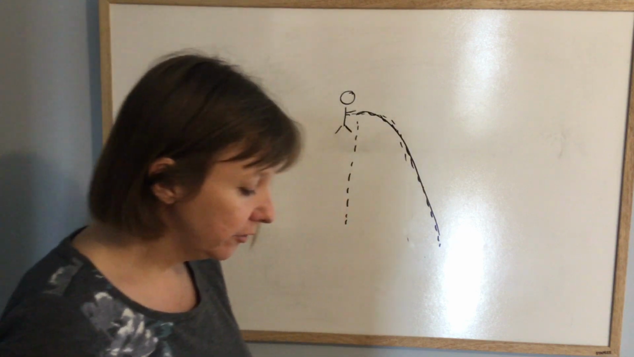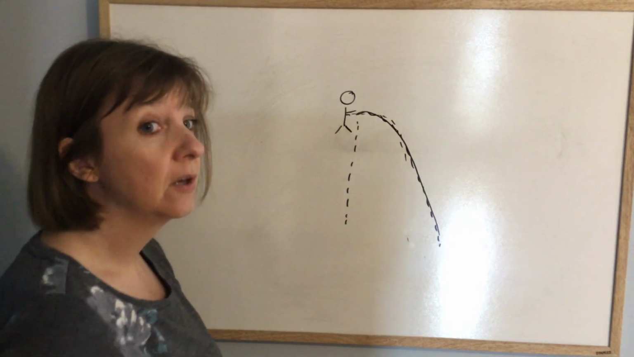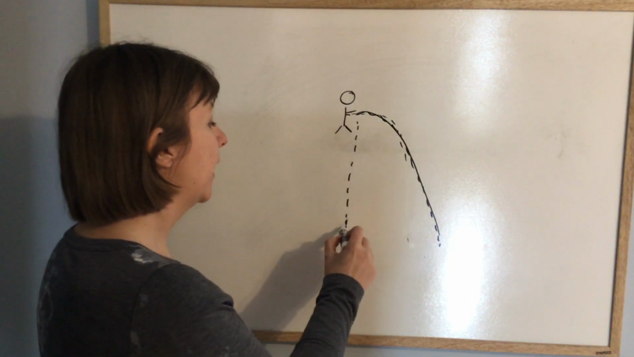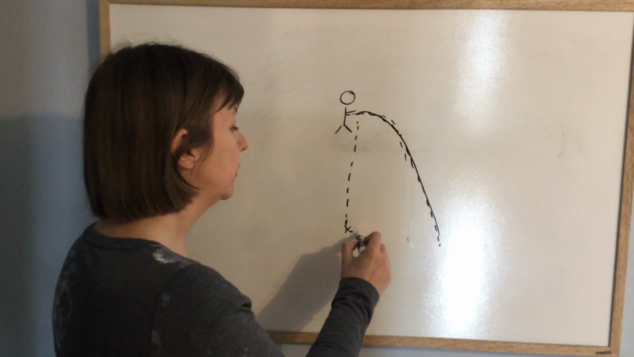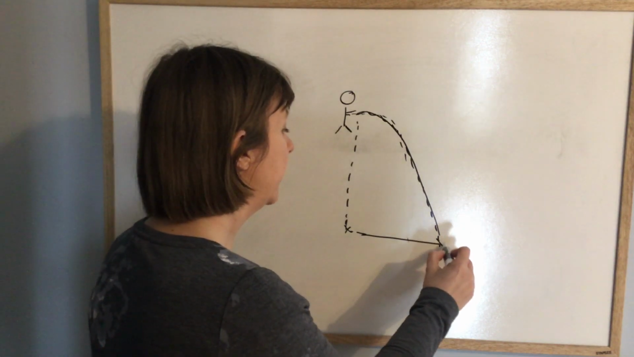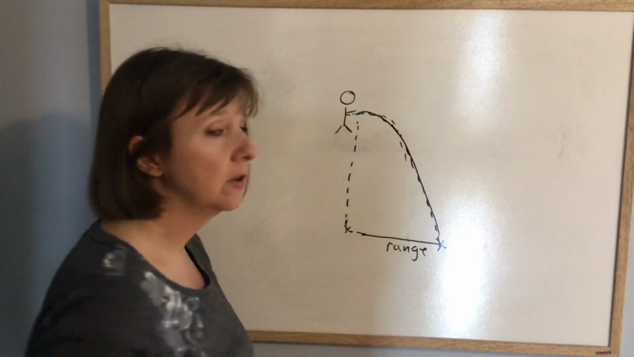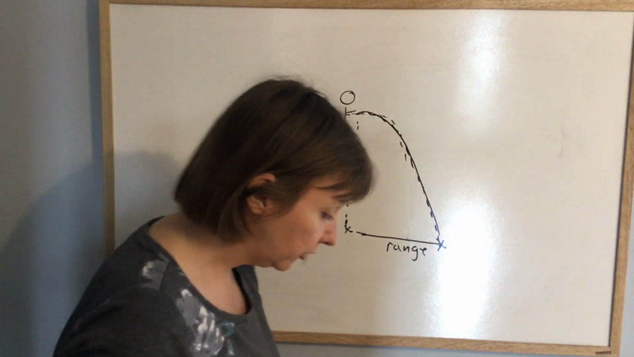The horizontal distance that it travels is called the range. So rather than dropping right below you, it actually dropped way out here. That horizontal distance that it traveled is called the range.